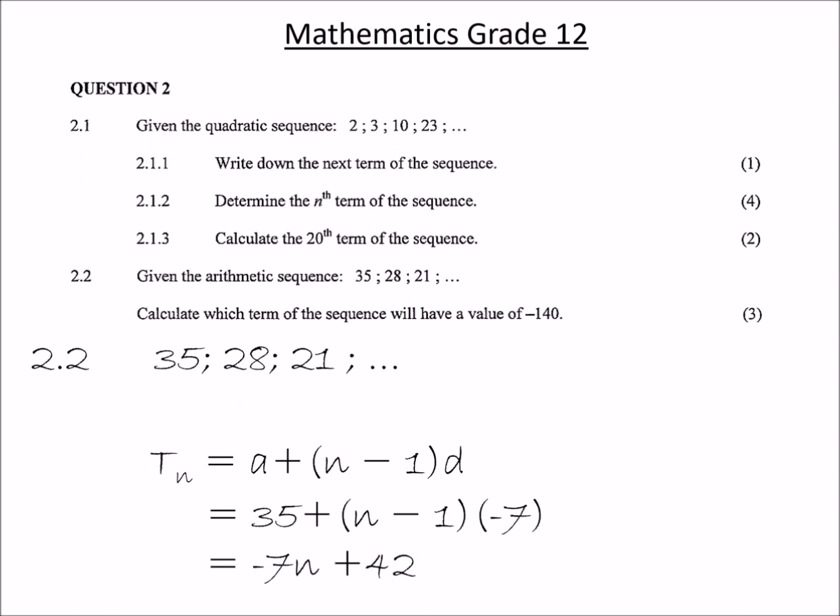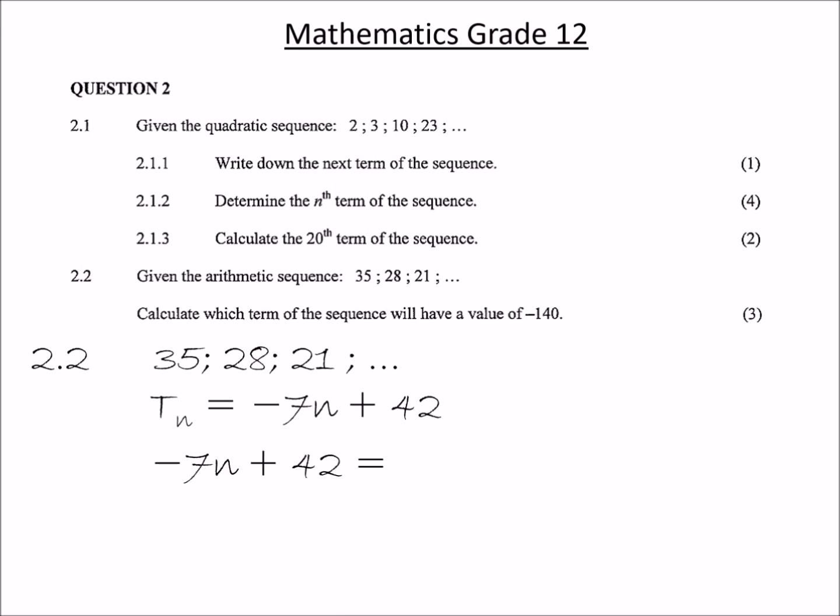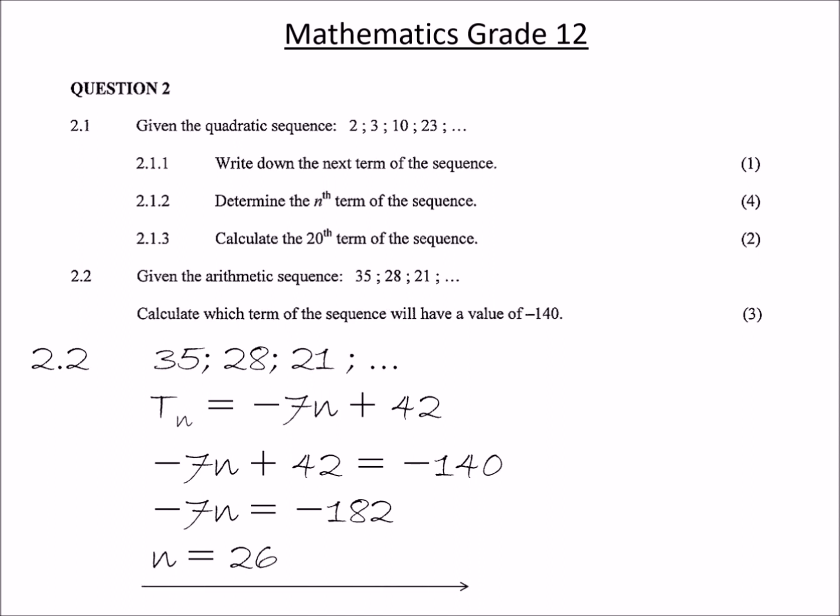Now we will use this equation to find the term. Let's plug in minus 140 and solve for n. We then get n is equal to 26. And this is the final answer for 2.2.